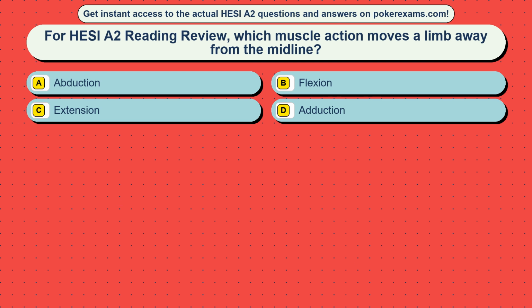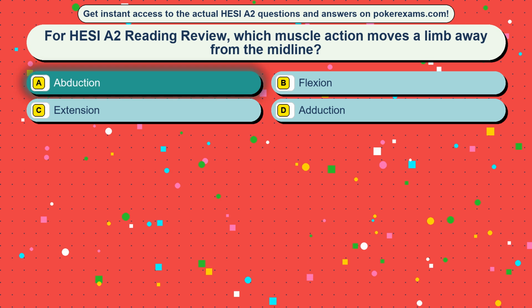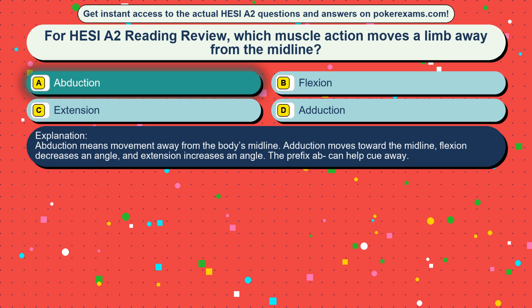Question 42. For HESI A2 reading review, which muscle action moves a limb away from the midline? Option A, abduction. Option B, flexion. Option C, extension. Option D, adduction. The correct answer is option A, abduction. Abduction means movement away from the body's midline. Adduction moves toward the midline, flexion decreases an angle, and extension increases an angle. The prefix AB can help cue away.